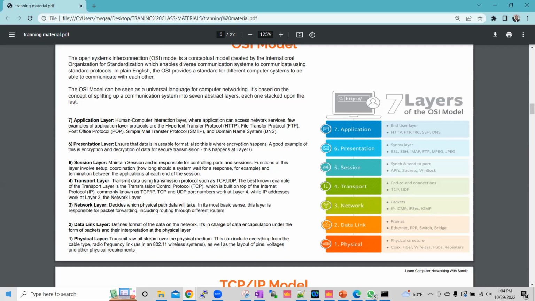UDP is not reliable. It will transmit the packet, it will transmit the message, but it doesn't care whether you hear or you don't hear, whether it gets to the server or not, to the client or not. It will deliver. That is UDP for you. That is the transport layer, layer 4.